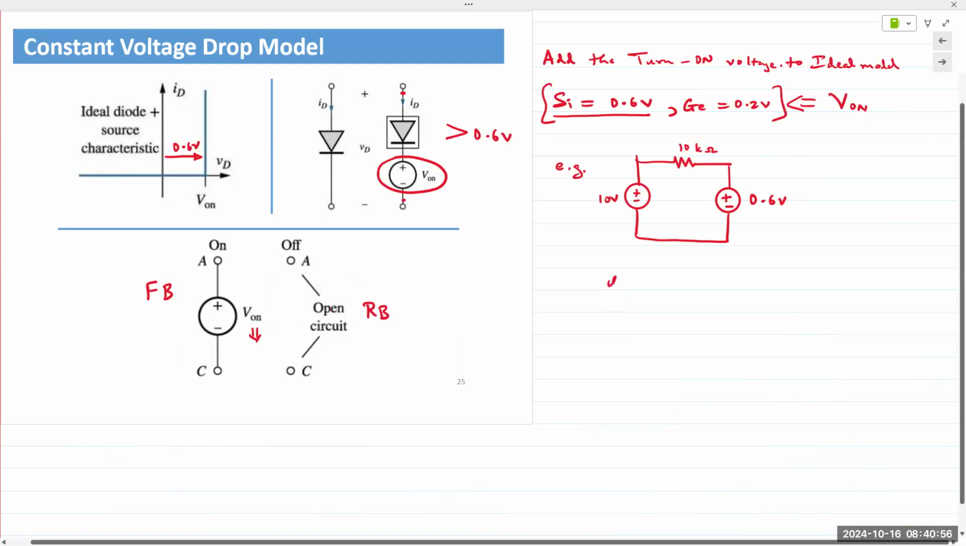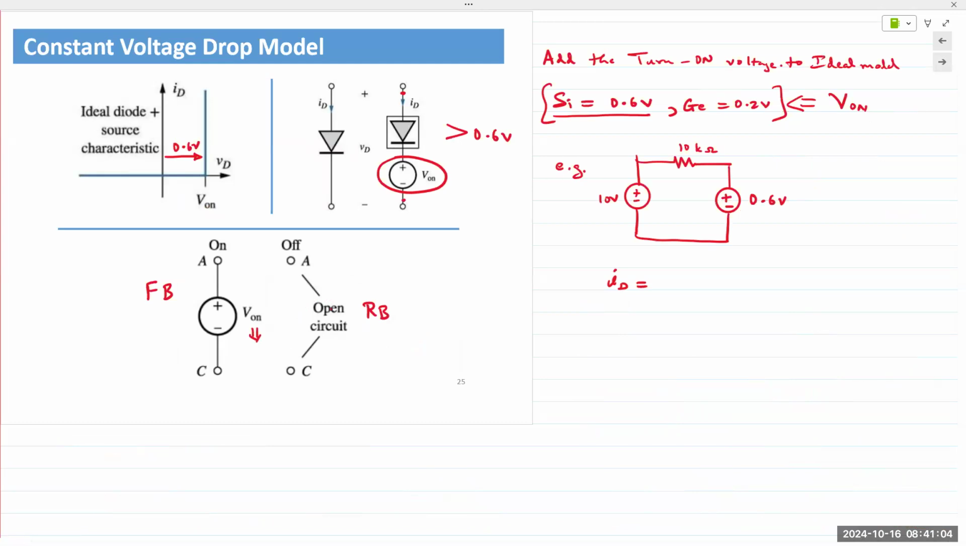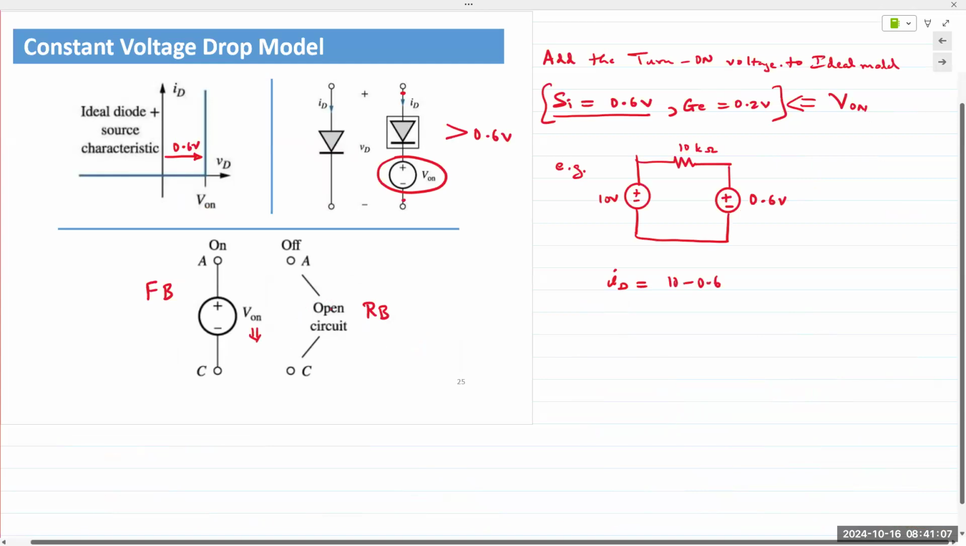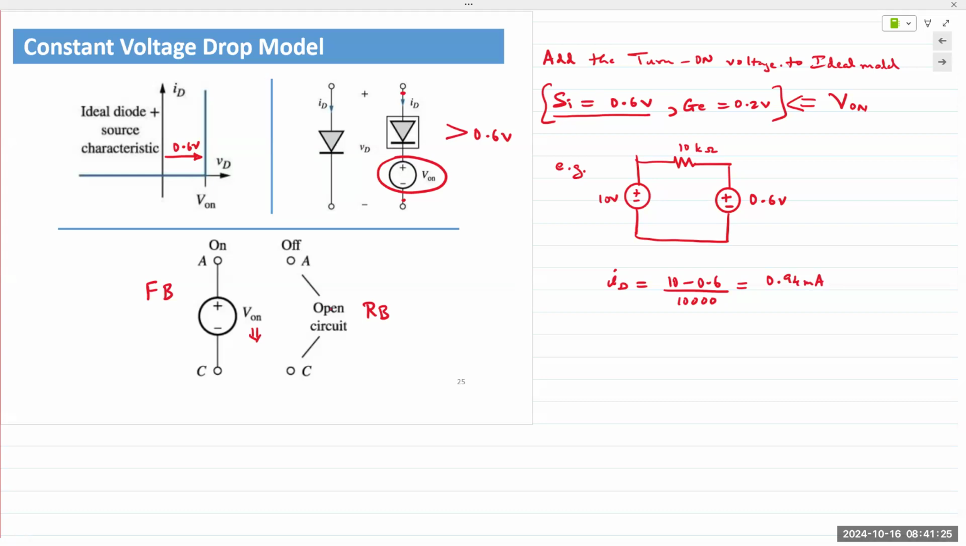So here, if I wanted to find ID, the equation would still be the same. I would apply node analysis: 10 minus 0.6 divided by 10,000. So 9.4 divided by 10,000, so 0.94 milliamps. If you check back your notes on the load line analysis, it was 0.94 milliamps.